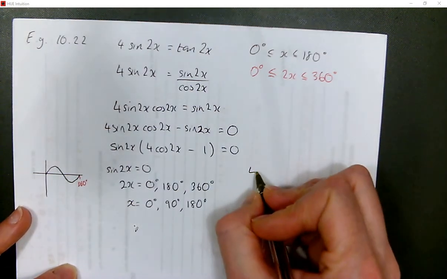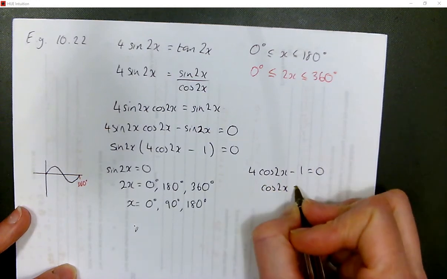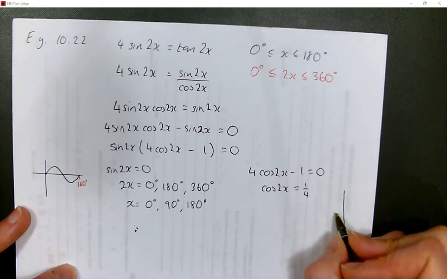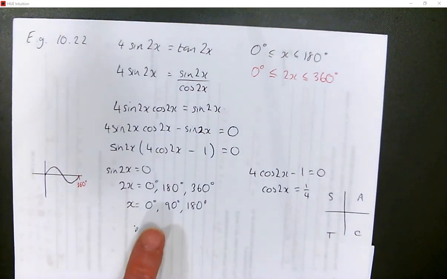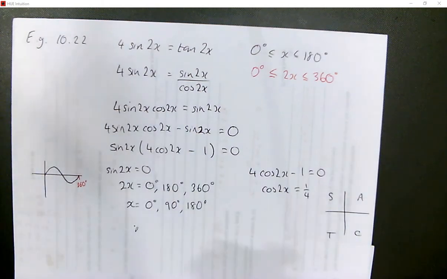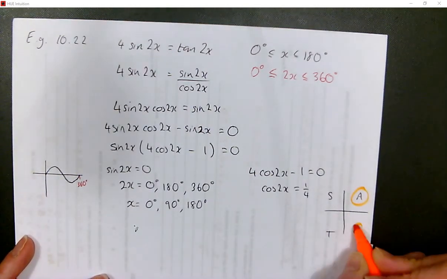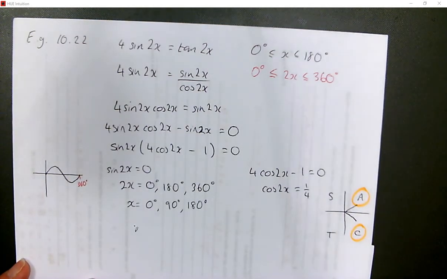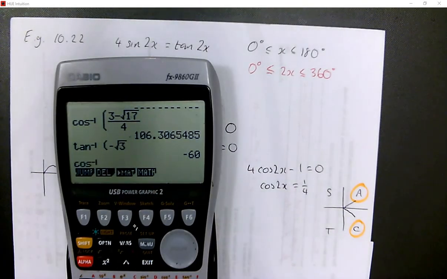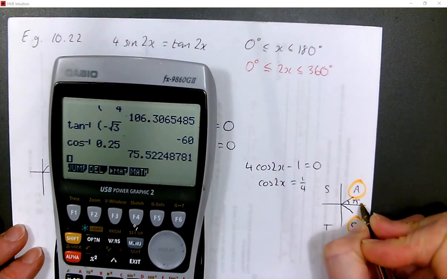Our other option was 4 cos 2x minus 1 is 0, so cos 2x would equal 1/4. That's a positive quantity, so let's do a CAST diagram. We don't bother doing CAST if we've got 0, 1 or minus 1, because it's on the lines, so it's really hard to tell. Cos is positive in these 2 quadrants. We'll put our sticks there, and then we'll do inverse cos of 1/4. That will give us 75.5 degrees.